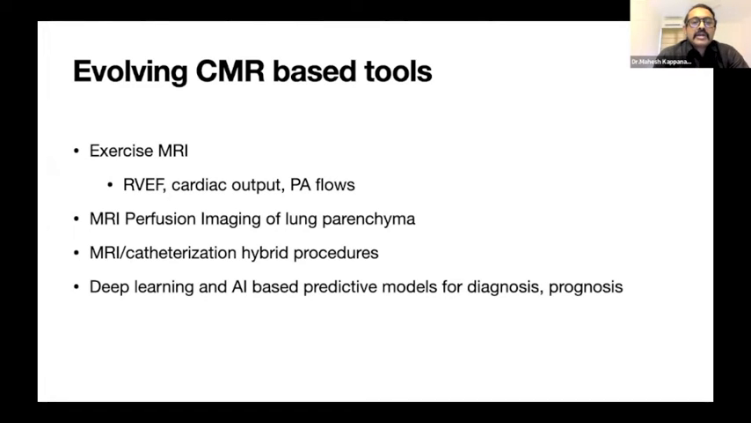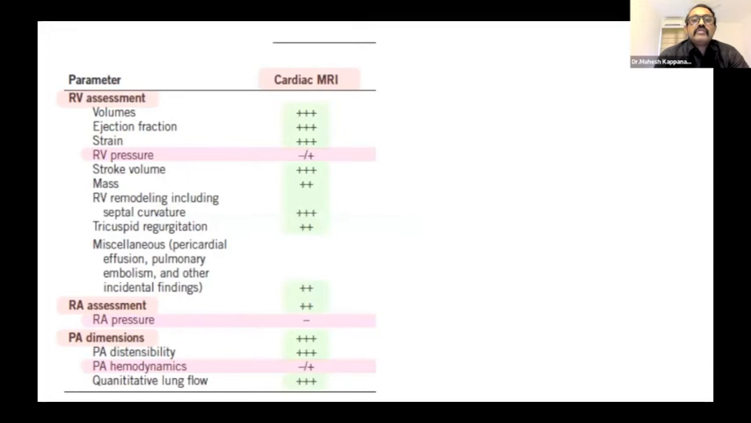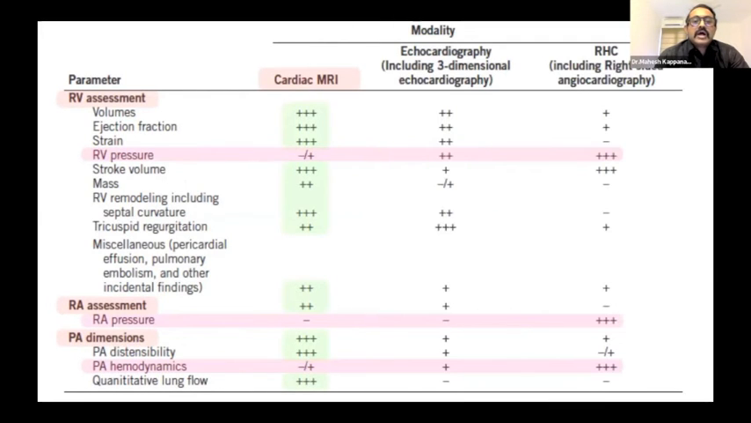And multiple evolving cardiac MRI-based tools also include exercise MRI in the assessment of ejection fraction, cardiac output, and pulmonary artery flows, MRI perfusion imaging of the lung parenchyma, hybridizing MRI with catheterization to provide MR-guided catheterization procedures. And now with the development of technology, deep learning and AI-based predictive models are also becoming increasingly available. So if you look back again at the checklist that I previously showed, MRI is very useful in most of these parameters, except wherever there is pressure measurement involved, where MRI can only provide you derived measurements and no direct measurements.